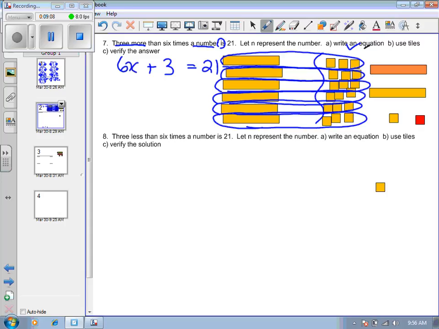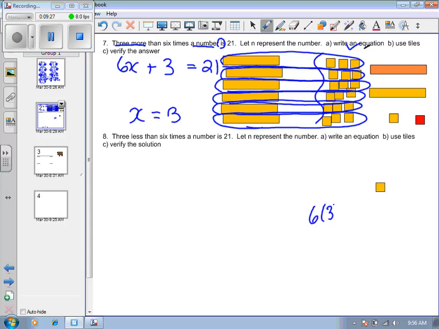So one variable, x, will equal how many? 3. 3 in a group, okay? This variable equals 3. This variable equals 3. There we go. And then it says to verify the answer. I'm running out of space, so I'll verify over here.